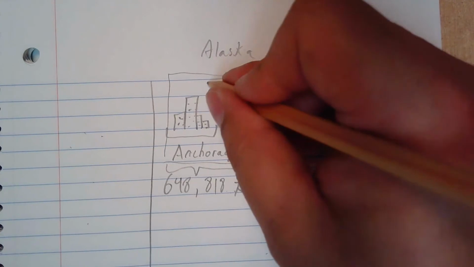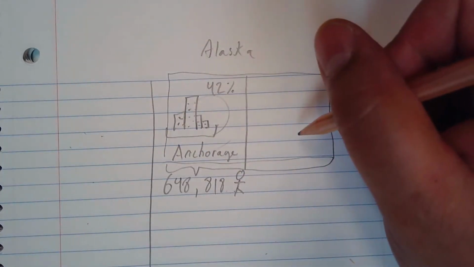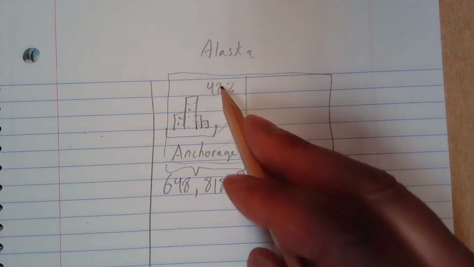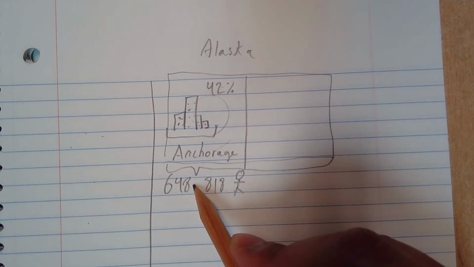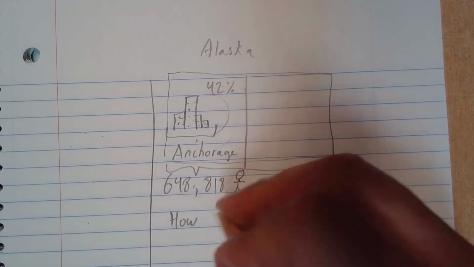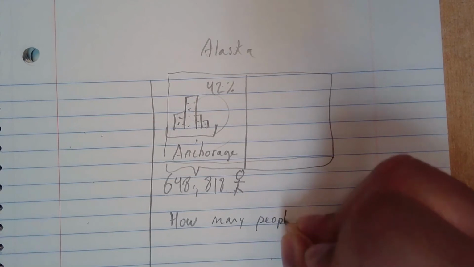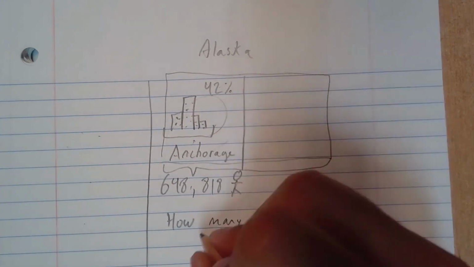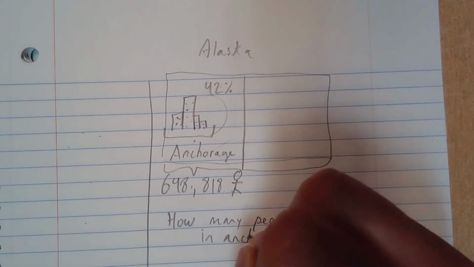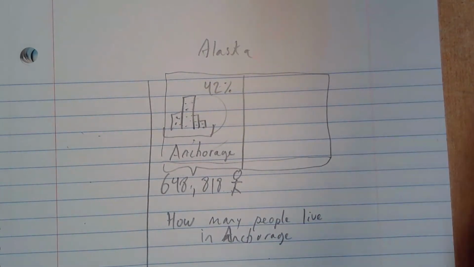This many people, 42%, live in Anchorage. Okay? So we're going to take 42% of this to figure out how many people live in the city of Anchorage. Okay? Let me write this question down. How many people live in Anchorage? Capital A, proper noun. Anchorage. And this is number 10, just to remind myself.